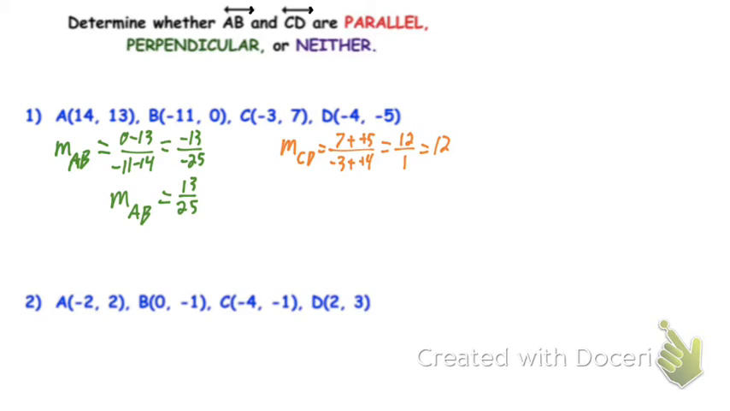Are these slopes the same? No. So they're not parallel. Are these opposite reciprocals? No, they're neither. They're not the same numbers flipped around with the opposite sign. They are neither. So these lines are not parallel and they're not perpendicular. They just intersect in some non-special way. Questions on that one?